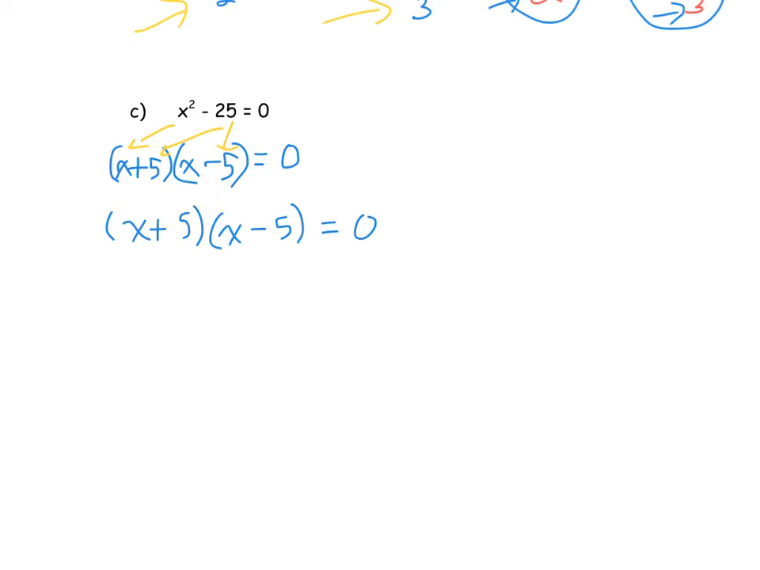So now I'm going to go ahead and set each of these brackets to 0. So x plus 5 equals 0, so one of my roots is that x is equal to negative 5. The other is x minus 5 equals 0, so x is equal to 5. So there I have my two roots.